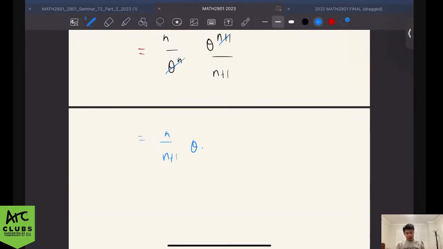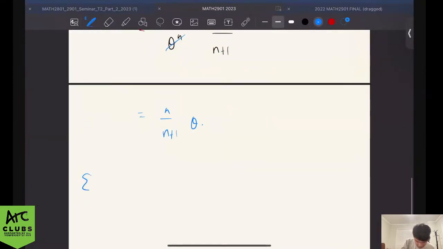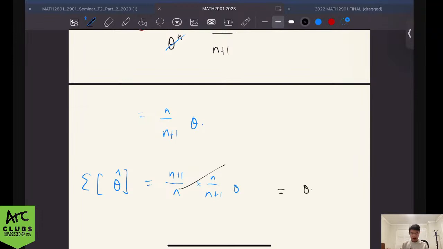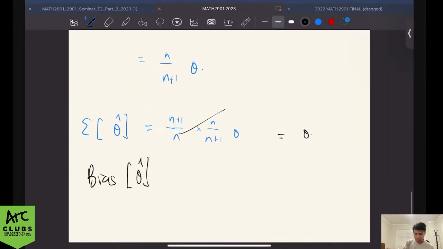Okay. Alright, sweet. So that's almost there, because now we want to calculate the expectation of that times n plus 1 on n. So it's just equal to n plus 1 on n times that. You can see it's cancelling out, it just becomes theta. So the final line you would write is just bias of this thing is equal to theta minus theta equals 0. Okay. Sweet.